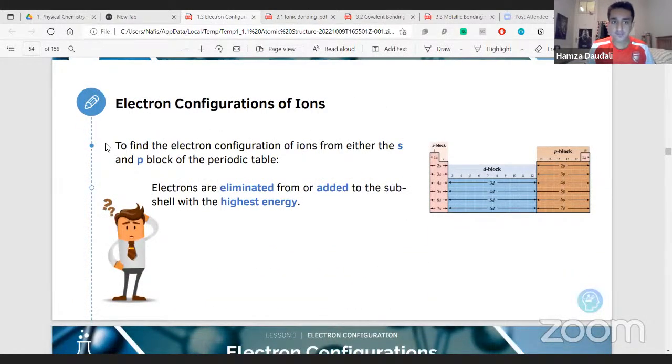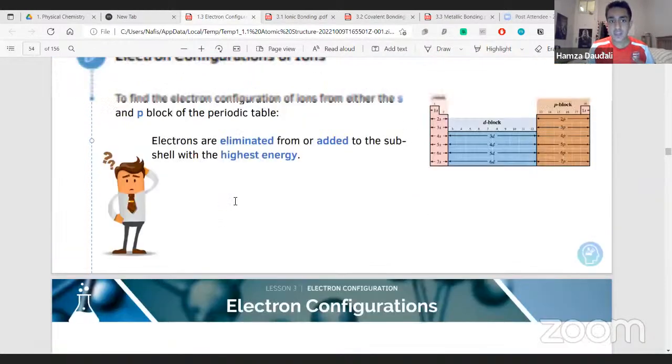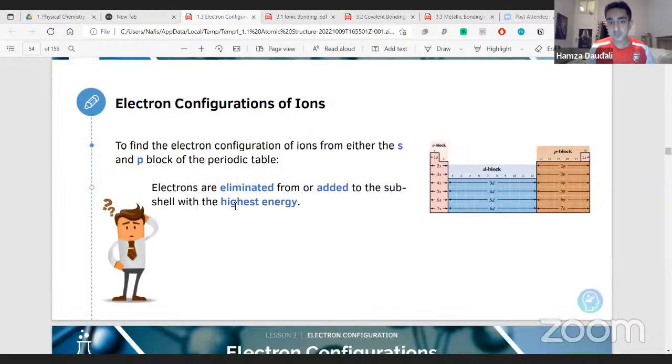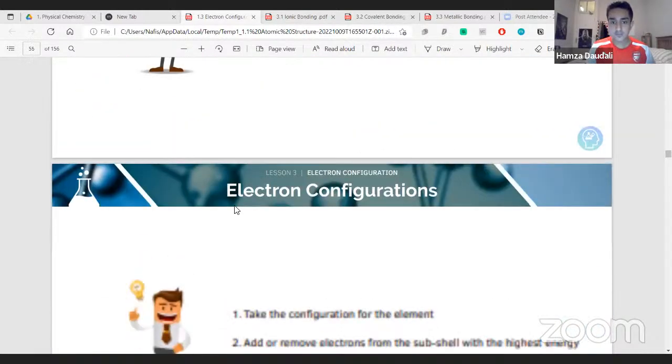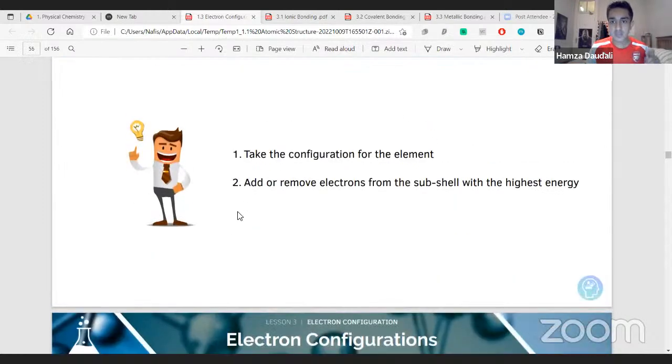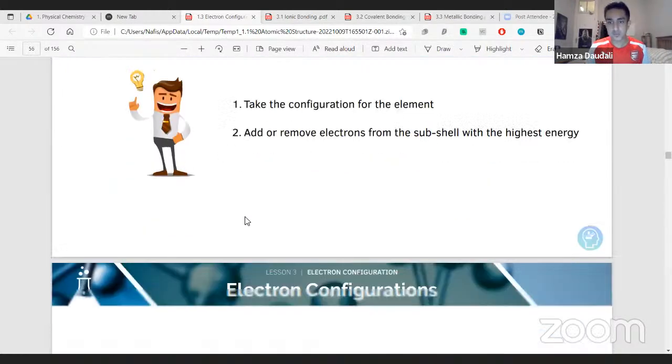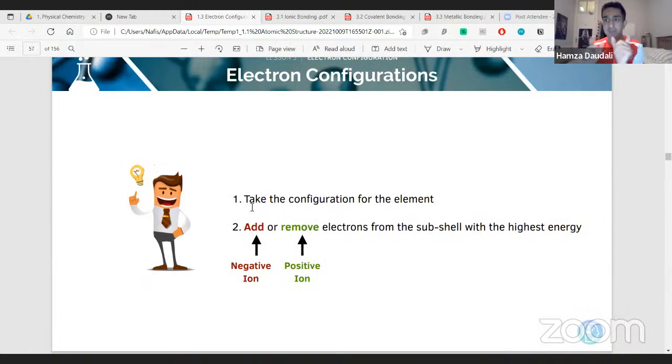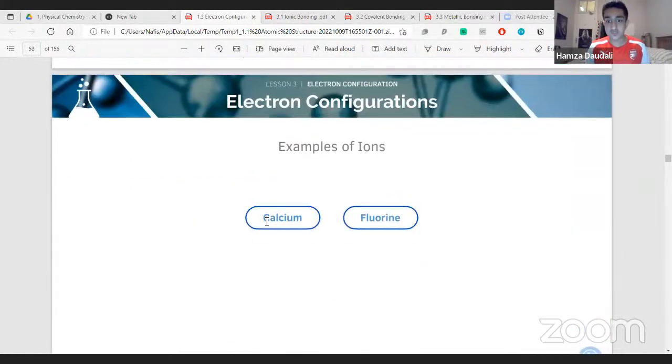And remember, to find the electron configuration of ions from either the s or p block, the electrons are eliminated from or added to the subshell with the highest energy. So take the electron configuration and then add or remove electrons from the subshell with the highest energy. And remember, the limit is the number of electrons that can fill that subshell. So you can't get any more than Cl minus. It's very difficult to get Cl2 minus or Cl3 minus because you'd have to add a new subshell, which it doesn't want to do.